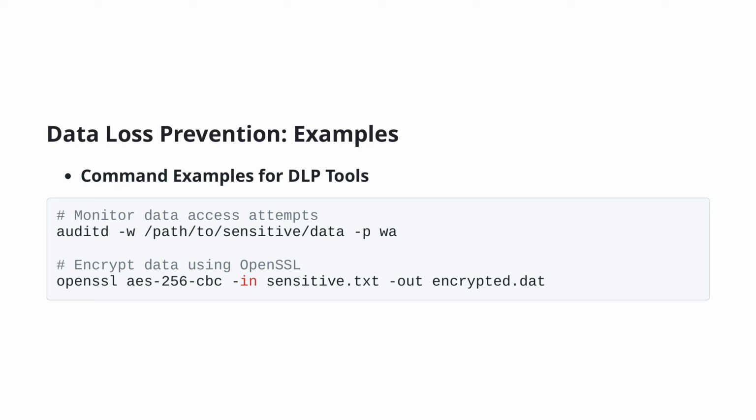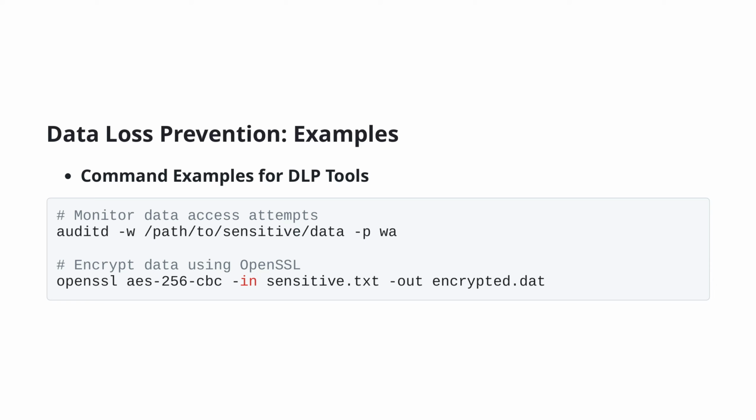Here, we see specific command examples that can be used with DLP tools to safeguard your data. First, to monitor data access attempts, you might use the auditctl command. This command can be configured to watch a specific path for data access operations. For example, bash auditctl -w /path/sensitive/data -p wa. This will help you track and log who is trying to access the sensitive data, enhancing your ability to catch unauthorized attempts early.